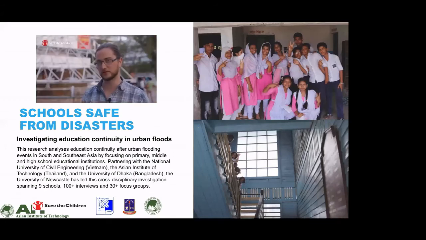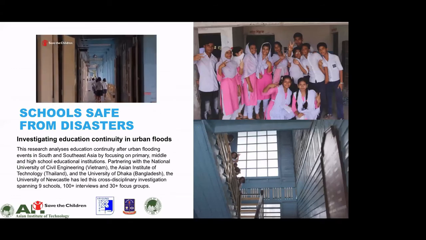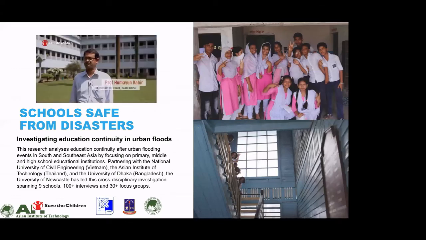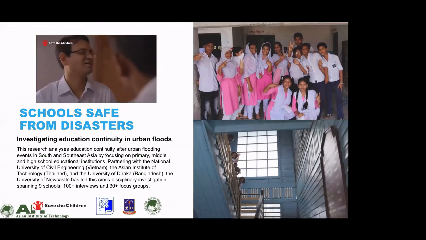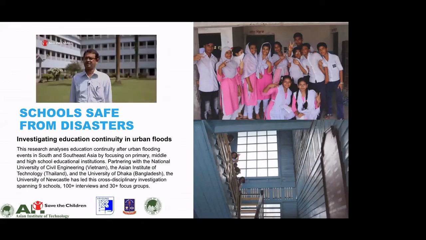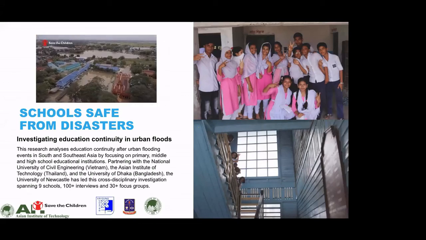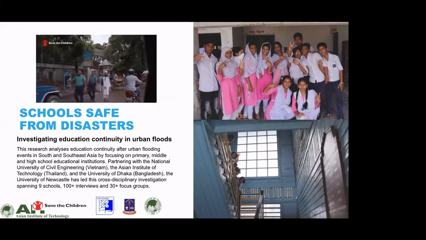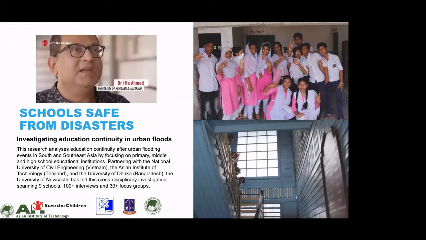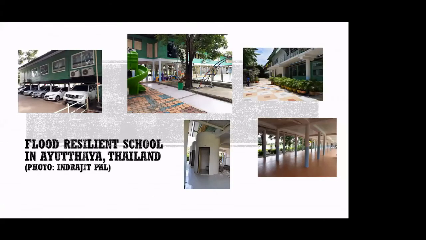Around the world, children in school facilities are a special category of people at risk. Three countries were selected under this project: Vietnam, Thailand, and Bangladesh. It is about the continuation of school education, particularly after a disaster, and particularly after flooding and waterlogging. School education is a backbone of the country. Dhaka is a very big city, very unmanageable. This is one of the projects I was doing with the University of Newcastle, Australia, in three countries: Bangladesh, Thailand, and Vietnam.